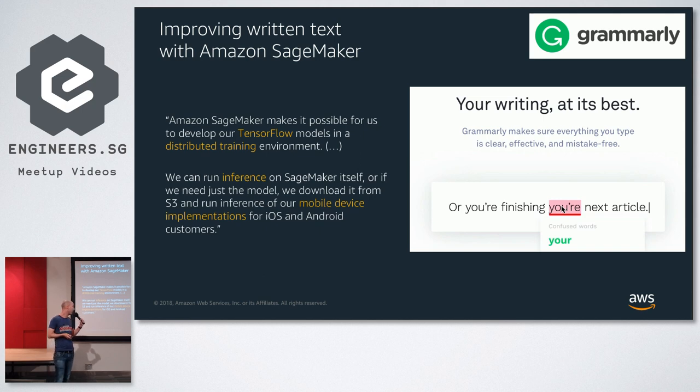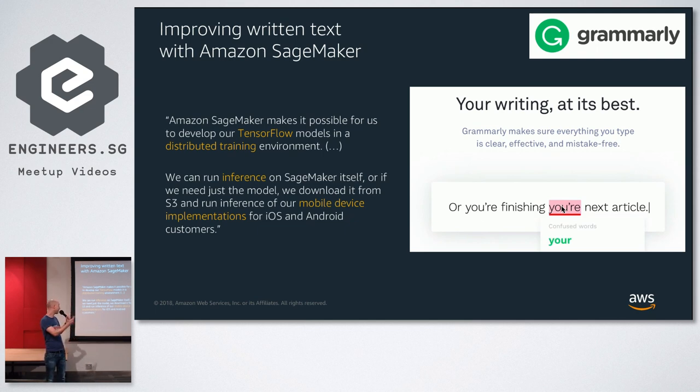And they liked working with SageMaker on AWS because of the thing I told you before, the elastic distributed training. So you just say, I don't want one node, I want however many you need, because you have a bigger data set. And you don't have to worry about any of the infrastructure yourself. So Grammarly had a lot of positive things to say about that.